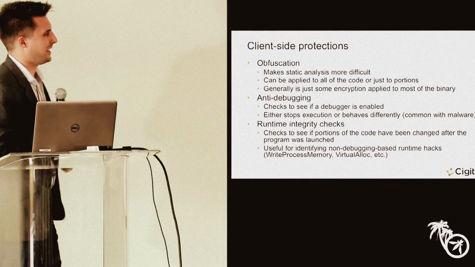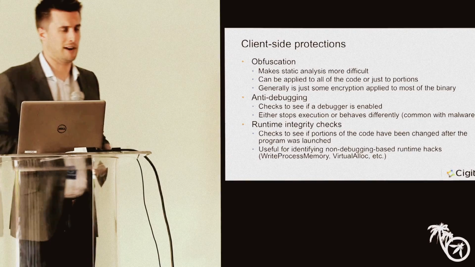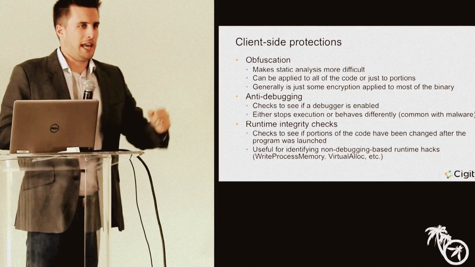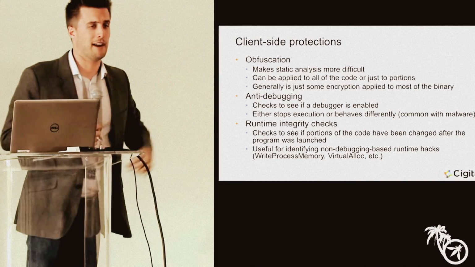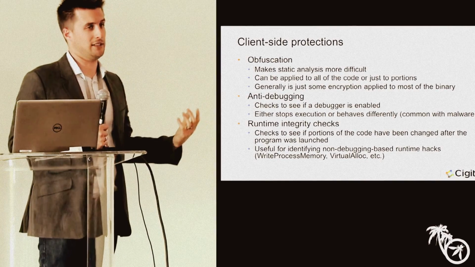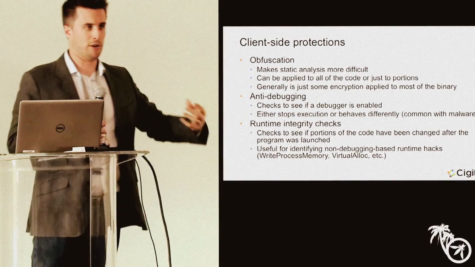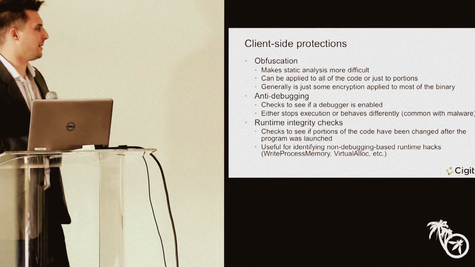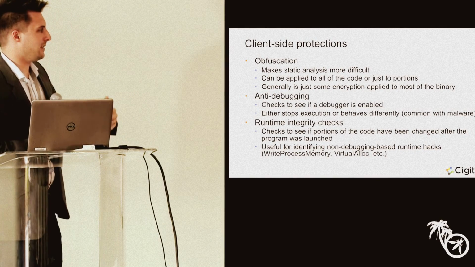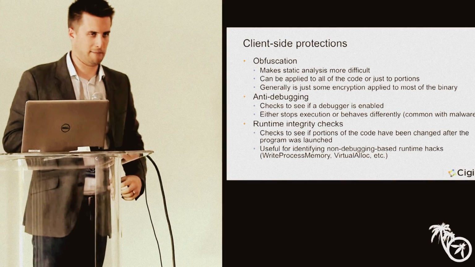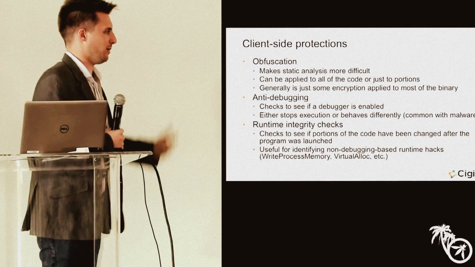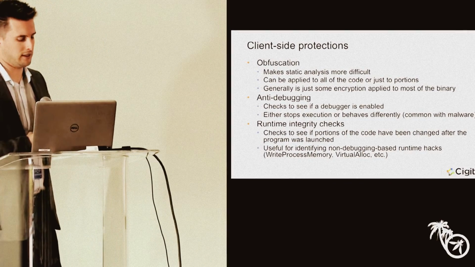And then there's runtime integrity checks. So you saw how I modified the code at runtime. If there had been something in the code to detect that change, something might fire off and say, hey, this code was modified. Do you want to reset it to what it should be? Or do you want to flag it as cheating? Something like that. And that's good for identifying some non-debugging based routines, like WriteProcessMemory, VirtualAlloc, those sorts of things.